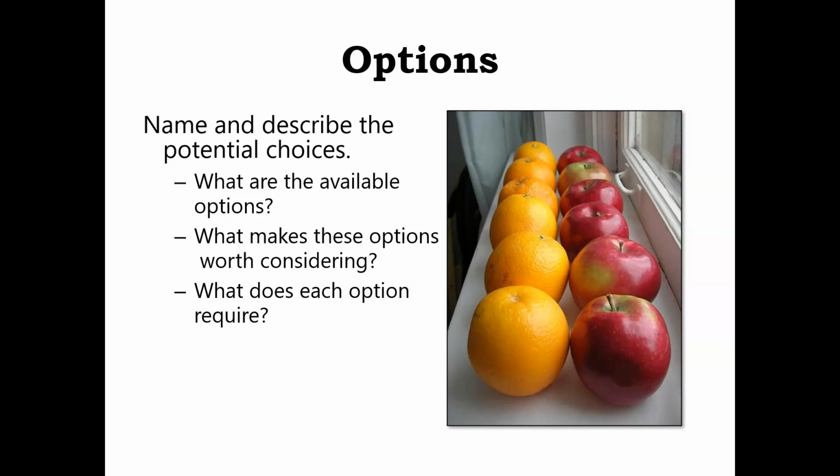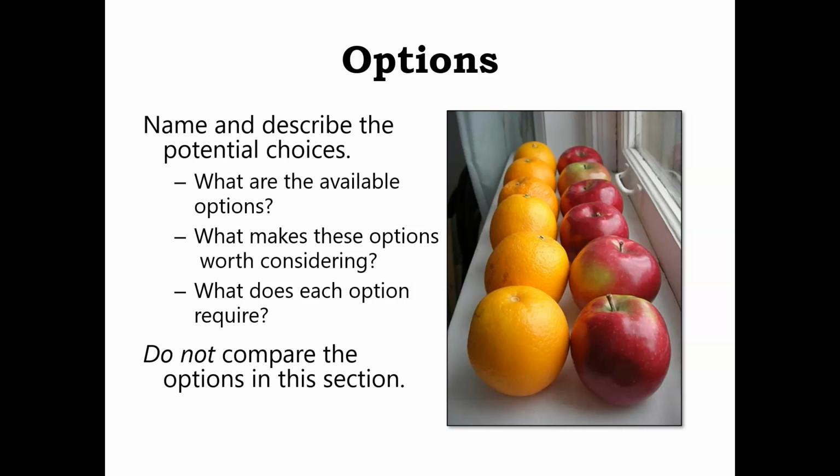Please note, you are not actually comparing the options in this section. You are only naming them. You are only describing them. Don't start lining them up against each other. Just say, we have apples. Here's something about apples. Here is oranges. We have something about oranges. From that point, we'll move on forward.